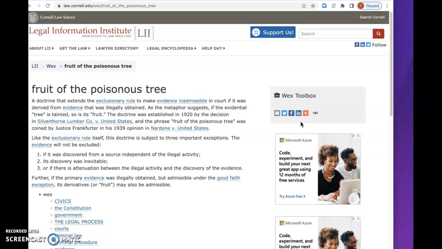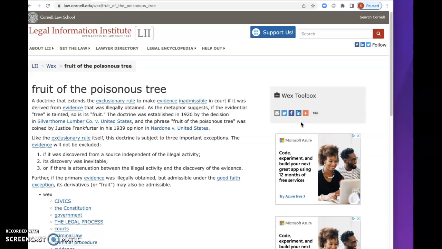Like the exclusionary rule itself, this doctrine is subject to three important exceptions. The evidence will not be excluded if it was discovered from a source independent of the illegal activity, if its discovery was inevitable, or if there's an attenuation between the illegal activity and the discovery of the evidence. So know that some evidence will get in. There are also good faith exceptions: did you have good faith when you got it?